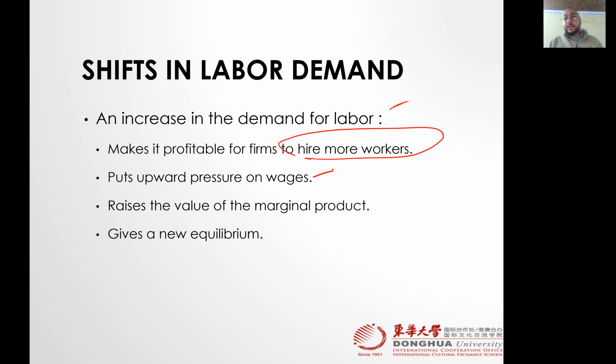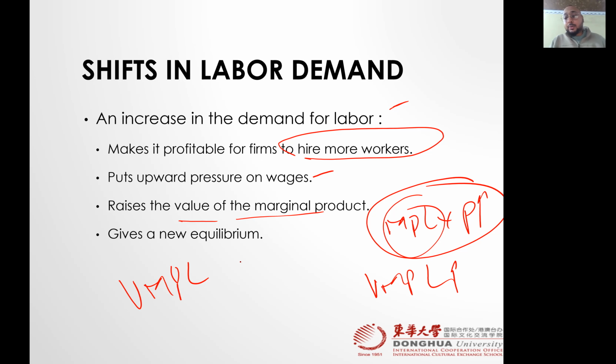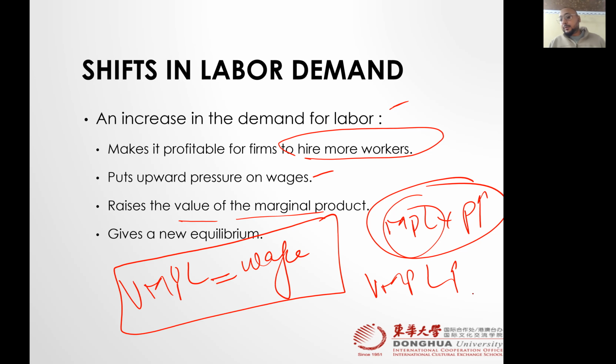It raises the value of the marginal product of labor. So the marginal product of labor is multiplied by the price that they are offering. All right. So if the market price of the apple rises, however much apple they produce, their value of marginal product of labor rises. In equilibrium, the value of marginal product of labor is equal to the wage. If the value of marginal product of labor rises, it means wages are also rising.